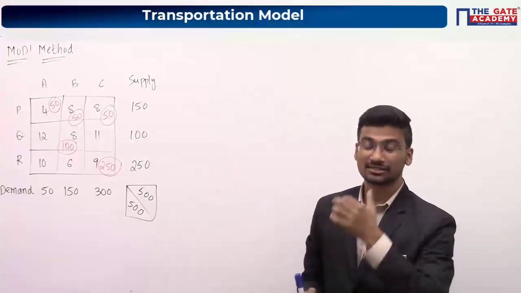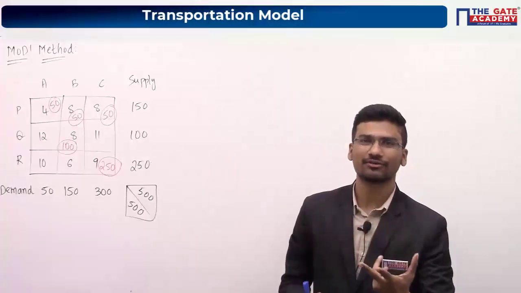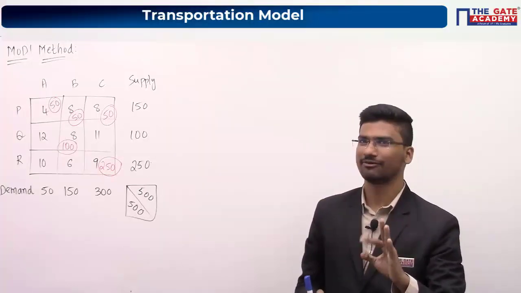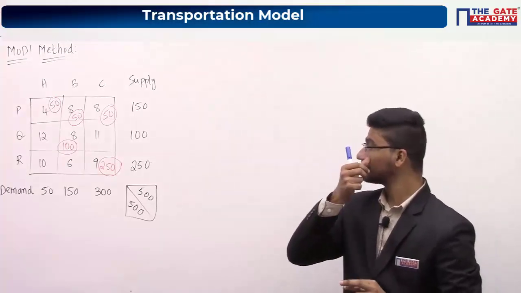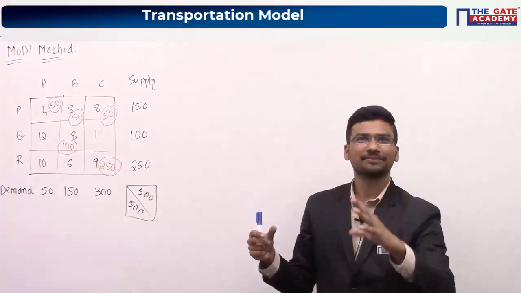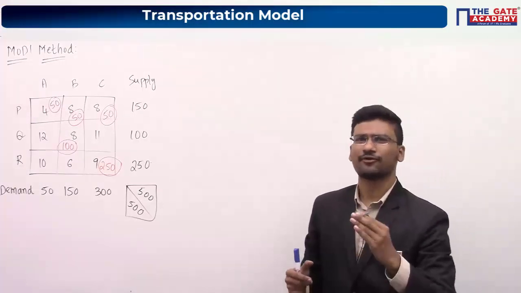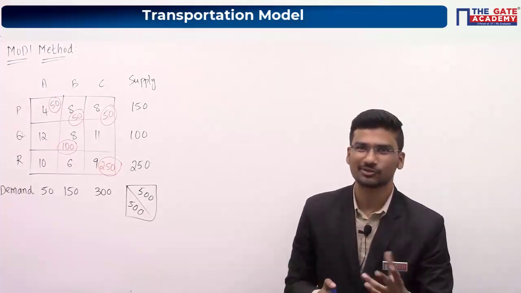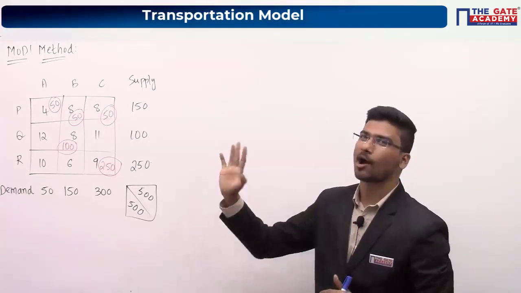In the last session we saw three methods, and we stopped with the VAM method. In those three methods we just found the initial basic feasible solution. Now we are going to find the optimal solution.